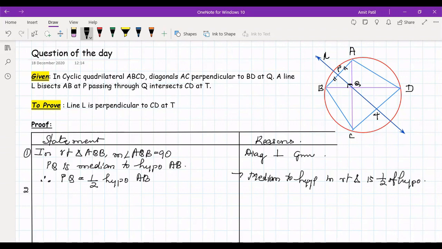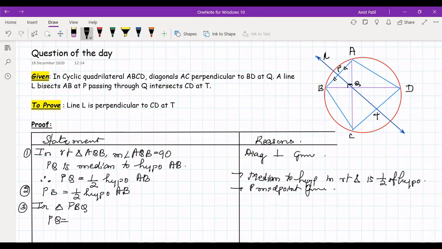Second part, we have P midpoint of AB. So can we put PB is half of hypotenuse AB? Reason for this is P midpoint, given. Now if I club point number 1 and 2, I get something special because my RHS are equal. So point number 3, in triangle PBQ, if I take the relation from point 1 and 2, I get PQ is equal to PB. Reason for this will be 1, 2.